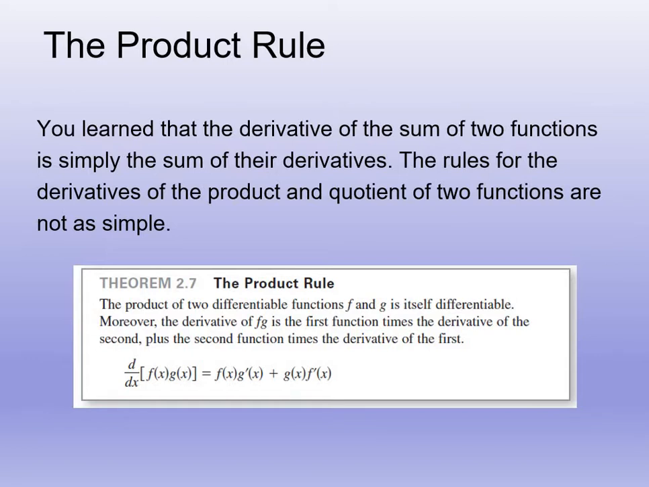So, first thing we need to understand is the product rule. If we're going to take the derivative of two functions that are being multiplied together, so we have an f of x times a g of x, the best way to remember this is we take the first times the derivative of the second plus the second times the derivative of the first. So that's what that means down there when we have f of x times g prime of x plus g of x times f prime of x. Just remember that's the first function times the derivative of the second function plus the second function times the derivative of the first function.